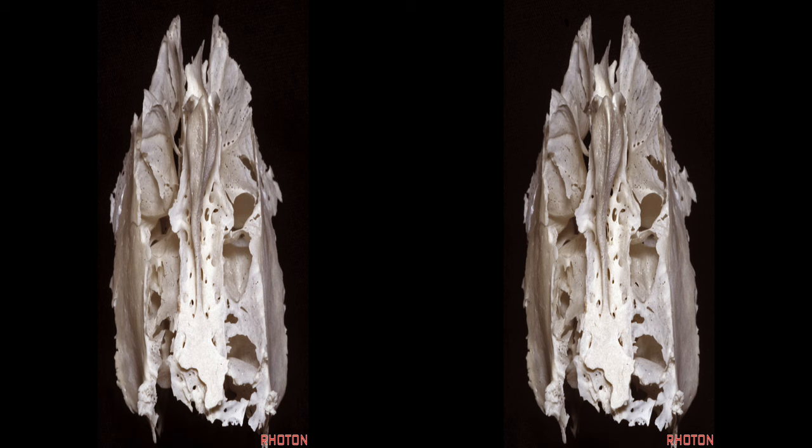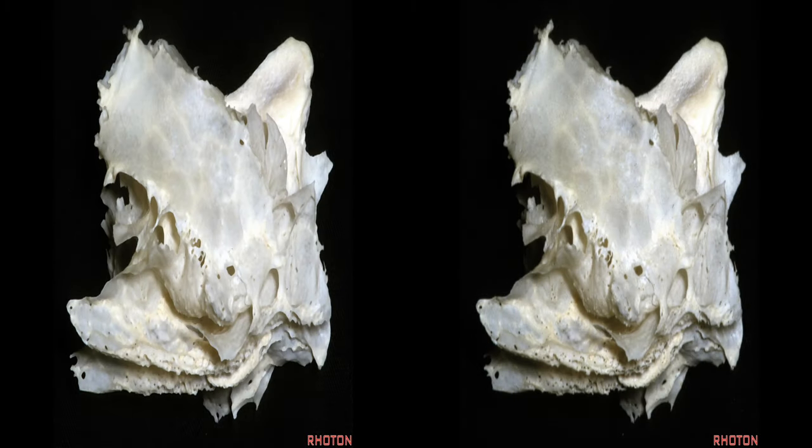And here we see the ethmoid from above, and the ethmoid air cells are roofed above by the frontal bone. And then laterally in the ethmoid, lateral to the air cells, we see the orbital plate of the ethmoid that forms the medial wall of the orbit through which we can approach it. Just a lateral view of the orbital plate of the ethmoid.